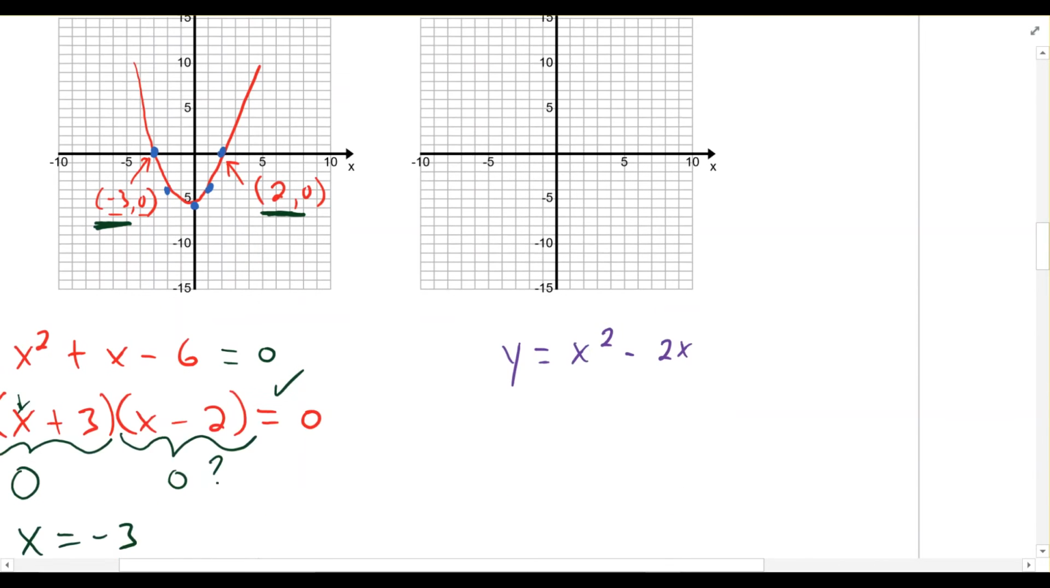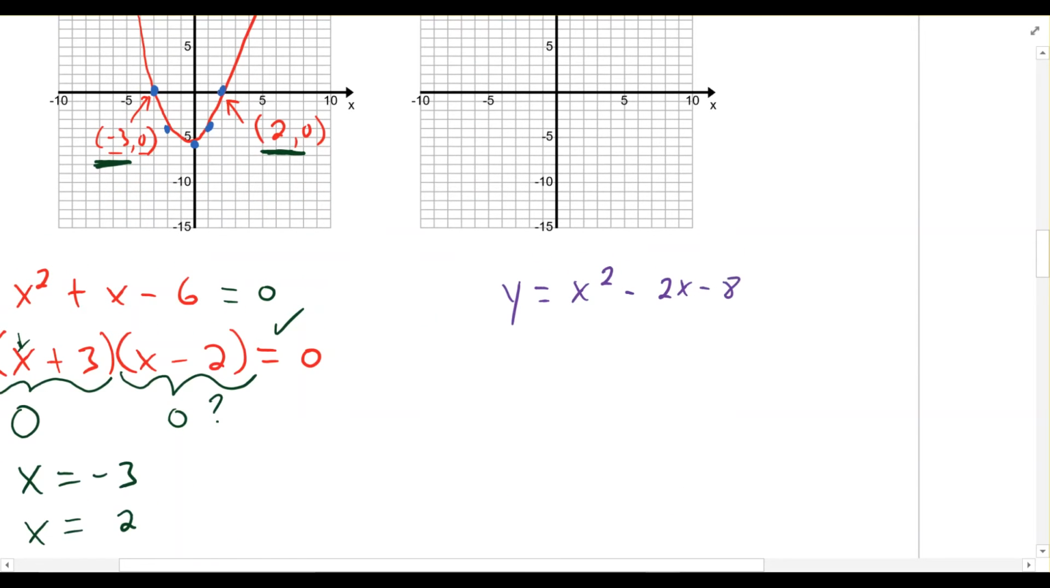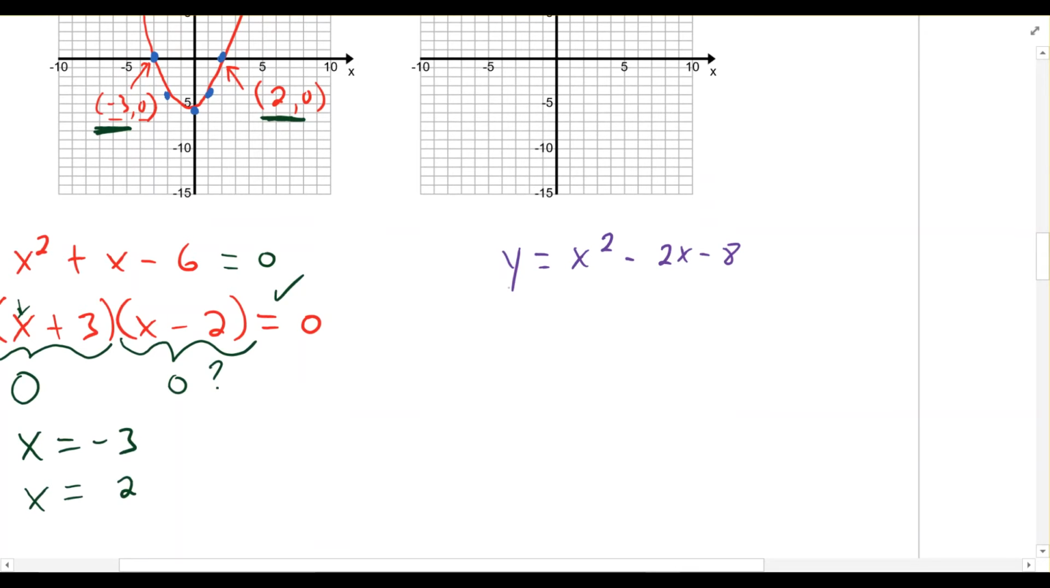Minus 8, yeah. Okay, and what we want to do is set y equal to 0. So I'm just going to put 0 on this side. Notice it doesn't matter what side of the equation the 0 is on, right? So 0 is equal to, now we got to factor this thing.